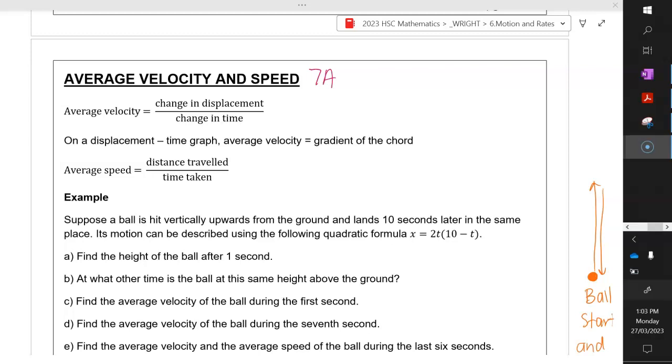Okay, we're now working in chapter 7 in motion, and we're looking at 7A. This part is looking at average velocity and speed. So average velocity is the change in displacement over time.